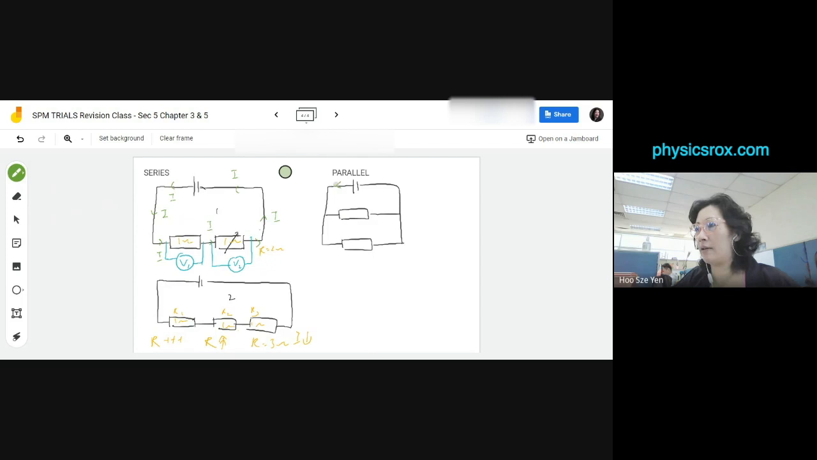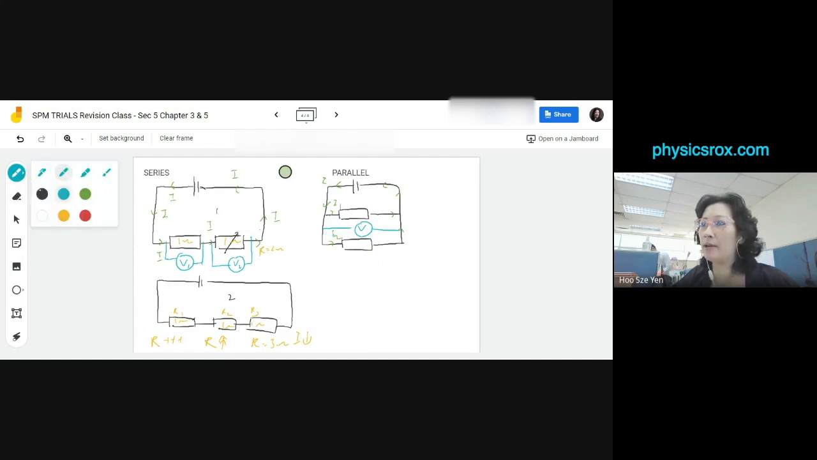Parallel, right? Okay, let's talk about current very quickly. So we know the current is going to split, I1, I2. This one can still kind of get, come back trying to get together. But the one that a lot of students still find confusing, I think, is how come they can have the same potential difference but different resistance? So you have to think of it this way.